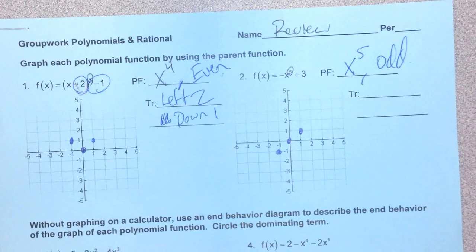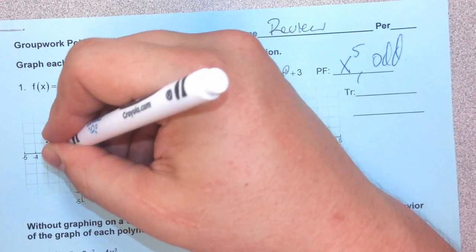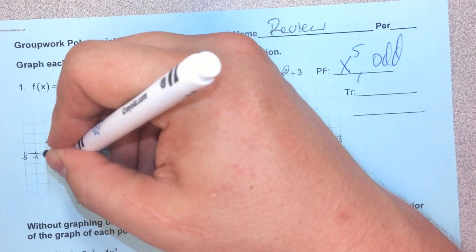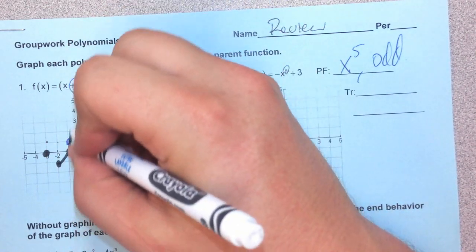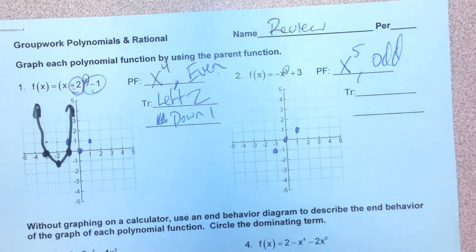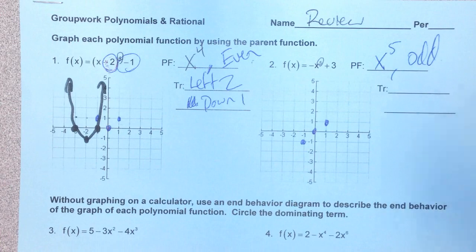So we're going to take all of our points and go left 2, and then down 1. So there's that first one. Left 2, down 1. Left 2, down 1. And that's all we need with these ones. Bingo, done. Okay, we can do the same thing with this one.